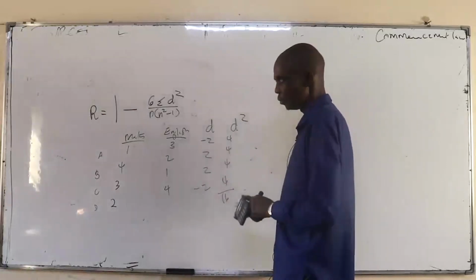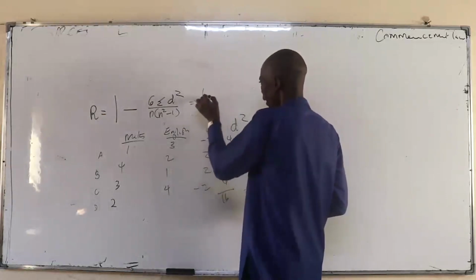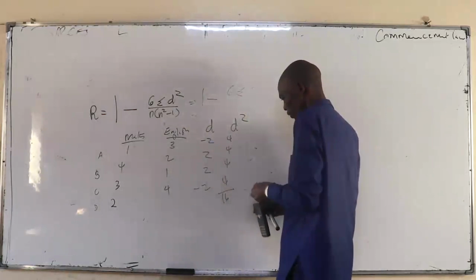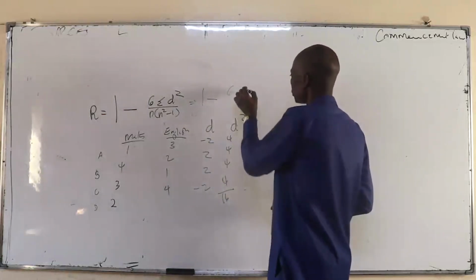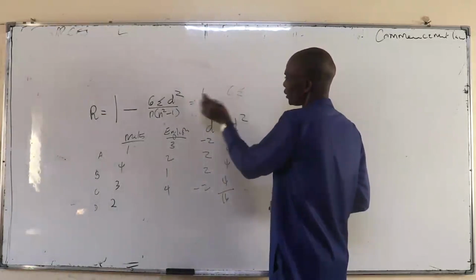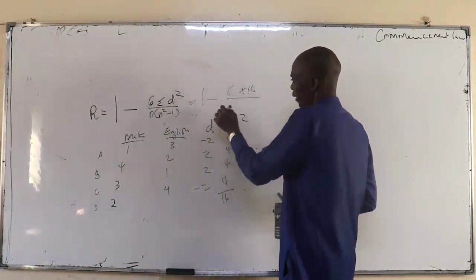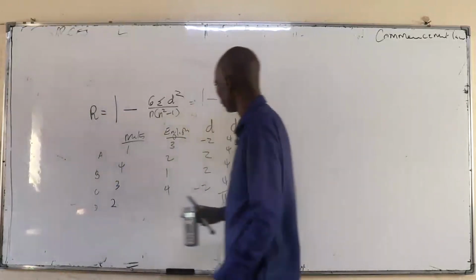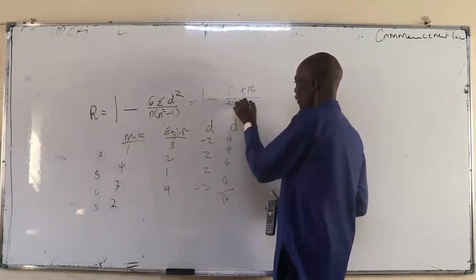Now you apply it in your formula. In this case, it will be 1 minus 6, which is a constant, times the summation of D squared, which is 16, over the number of items we are considering: 1, 2, 3, 4. There are 4 candidates. So it is over 4 into bracket 4 squared minus 1.